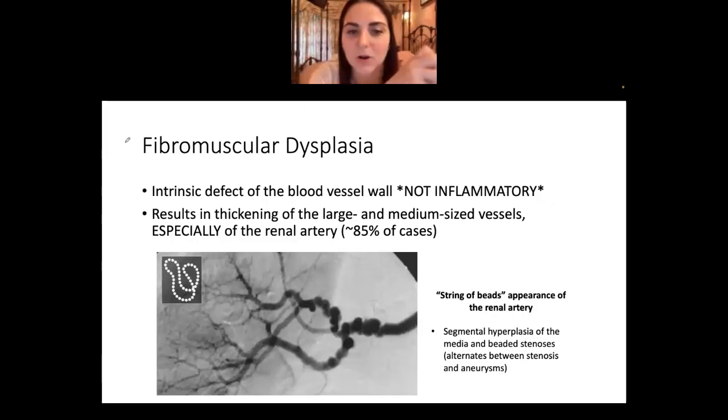It's like the inflammation is causing these areas of fibrosis that look like pearls. This also looks like a string of beads or a string of pearls, but this is nothing to do with inflammation. This is a defect of the blood vessel wall itself. So basically what happens is these large and medium-sized vessels actually thicken, but it's not because of inflammation. It's because of the wall itself. It's literally hyperplasia occurring, but not due to inflammation. A lot of the time with fibromuscular dysplasia, it's of the renal artery. It's like 85% of cases actually have renal artery involvement with fibromuscular dysplasia.